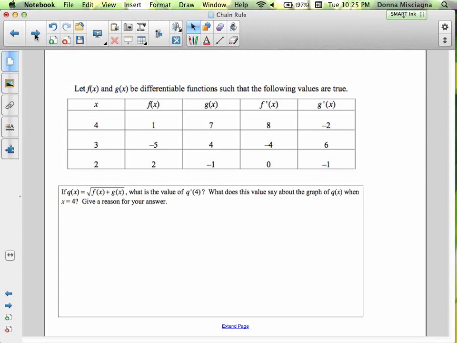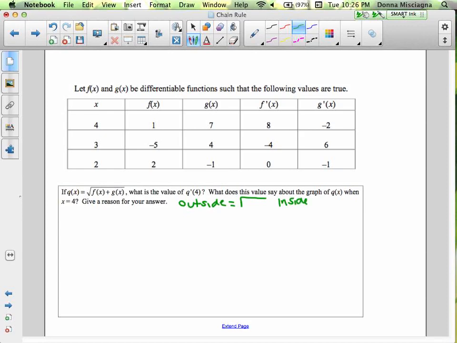So let f of x and g of x be differentiable functions such that the following are true. Same one as before. Let q of x equal the square root of f of x plus g of x. What's the value of q prime of 4? What does this value say about the graph of q of x when x equals 4? Give a reason for your answer. All right. Again, a composite function. Right? The outside function is the square root. Right? And then the inside is the f of x plus the g of x.